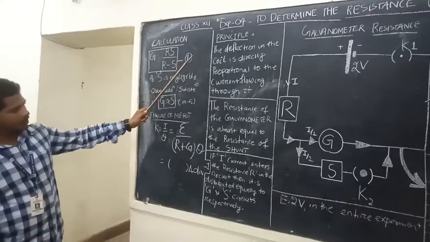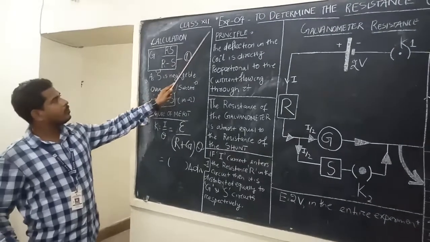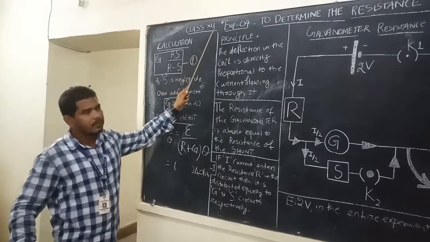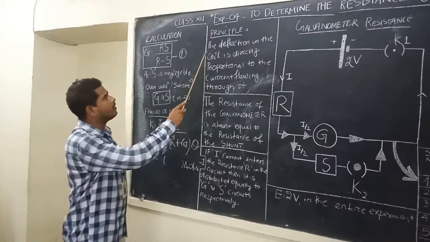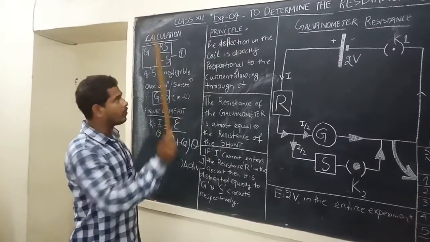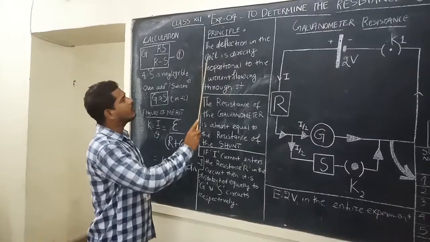Now here we will concentrate on some points in order to carry out the experiment very properly. First of all, the deflection in the galvanometer coil is directly proportional to the current flowing through it.